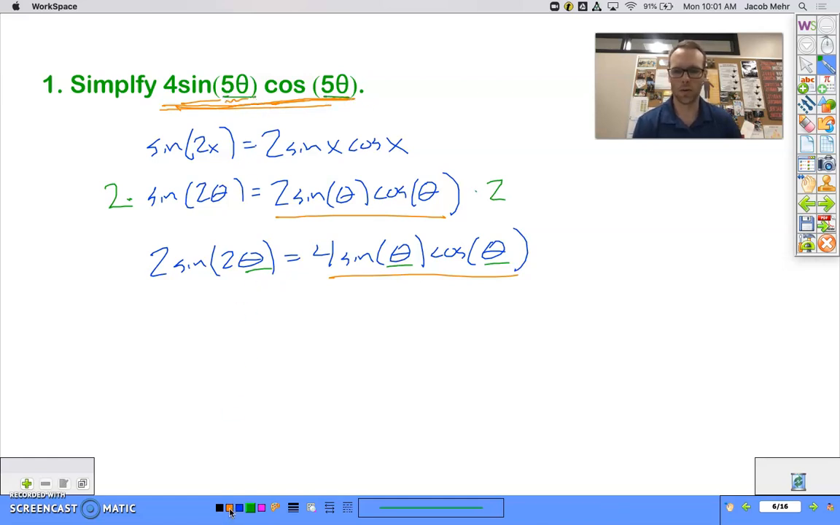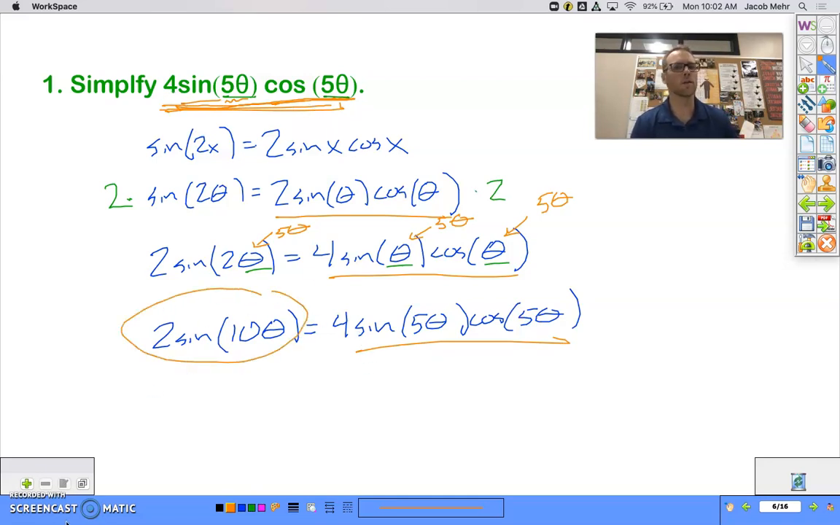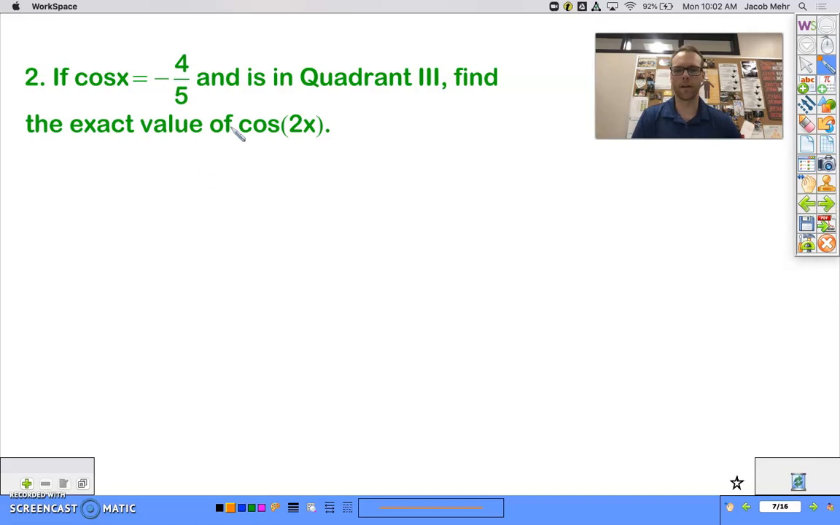Okay. So what we'll do here is we'll replace theta with 5 theta. And if we do it there, we do it there, and we do it there. This gives us 2 times the sine of, well, what's 2 times 5 theta? 10 theta equals 4 times the sine of 5 theta cosine of 5 theta, which is now exactly what this looks like. So we simplify this to be that. It's 2 times the sine of 10 theta. All right, carrying on.